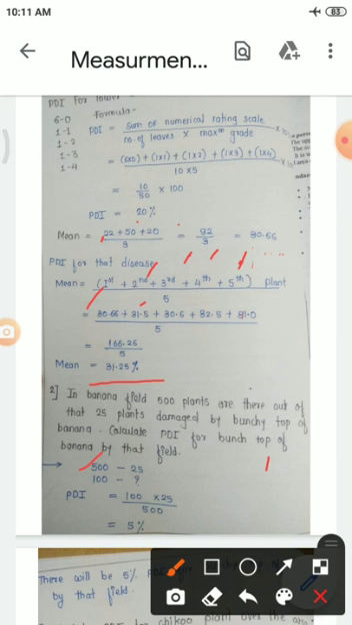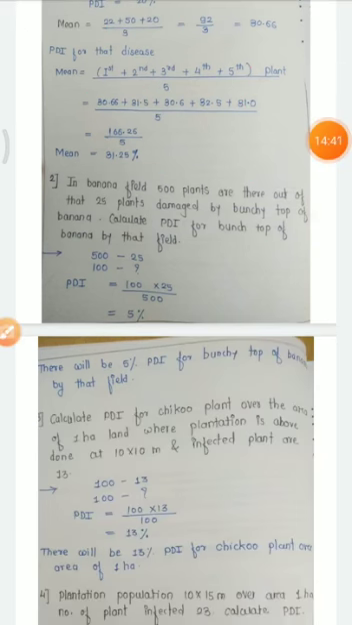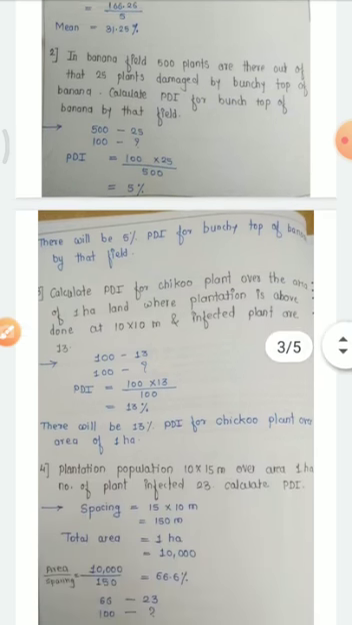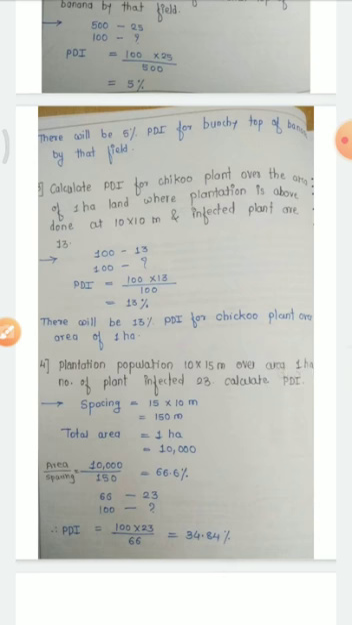So in that way, there will be a 5% plant disease index or percent disease intensity for bunchy top of banana in that field. Similarly, a simple example is given. The third example is: calculate PDI for chiku or sapota plants over an area of 1 hectare of land. That means the area is given, 1 hectare, where the plantation is at a spacing of 10 by 10 meter and infected plants are 13.